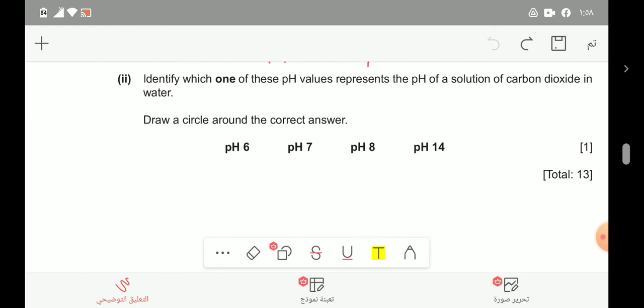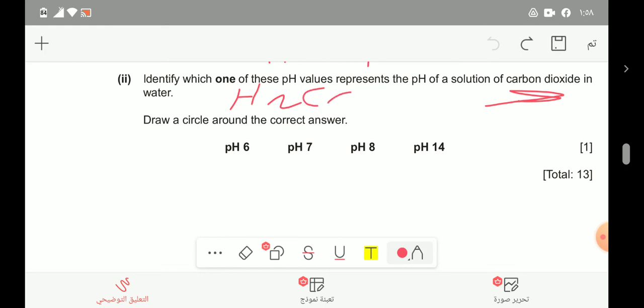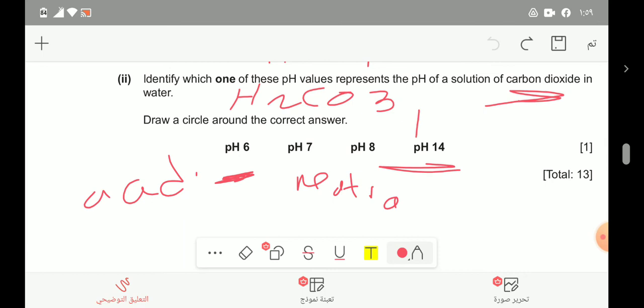Identify which one of these pH values represents the pH of a solution of carbon dioxide in water. Carbon dioxide in water gives us H2CO3, carbonic acid. The pH of carbon dioxide in water: 6, 7, 8. As you know, pH 6 is acidic, a weak acid. pH 7 is neutral, and 8 and 14 are basic or alkaline.